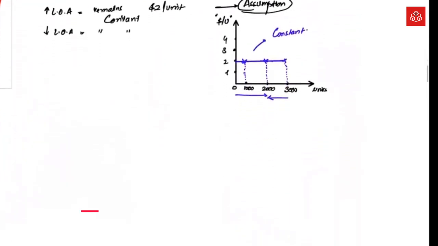Next, we are having total fixed cost and fixed cost per unit. So what is total fixed cost behavior, Sarah? It is unaffected by the changes in the level of activity.